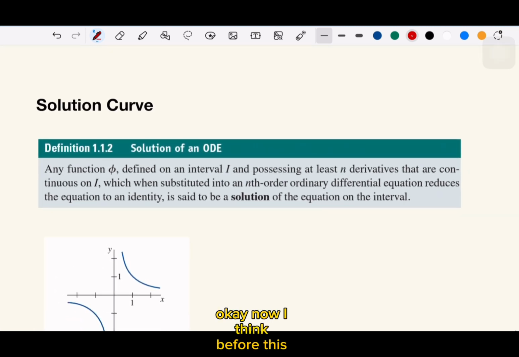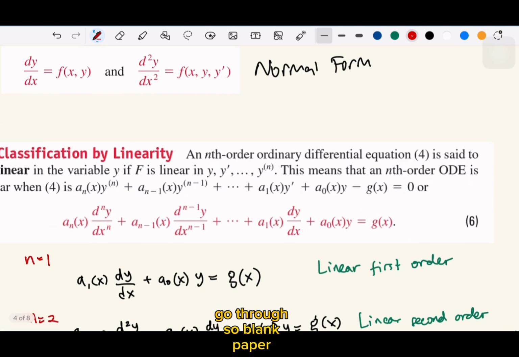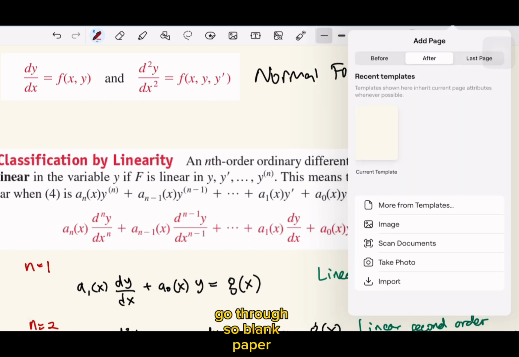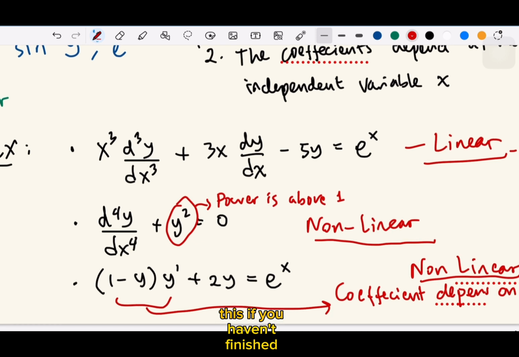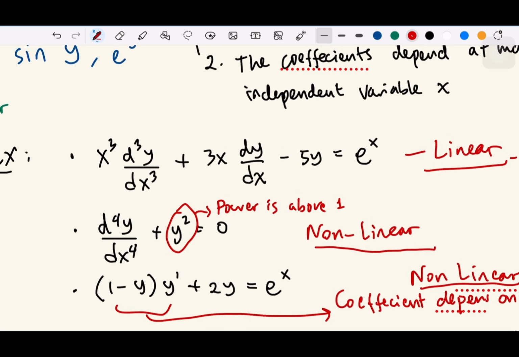Now, before the solutions, let me just go through on a blank paper, or if you want to write this down if you haven't finished. Or if you have any question first? Do you have any questions?